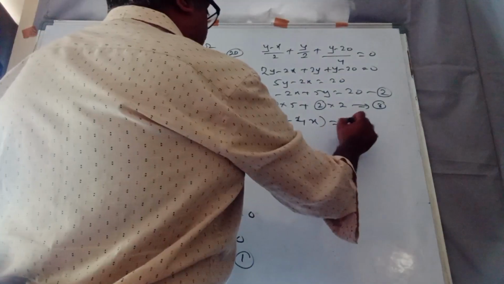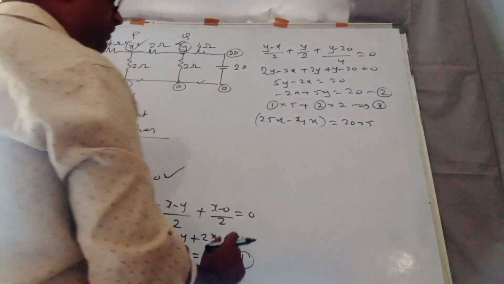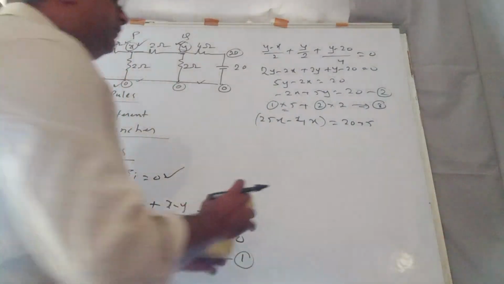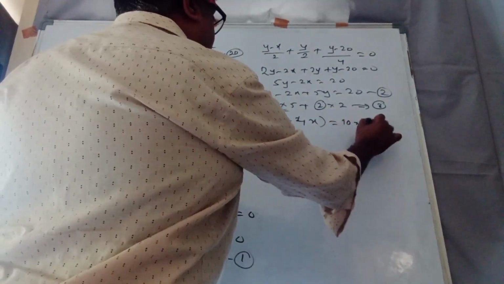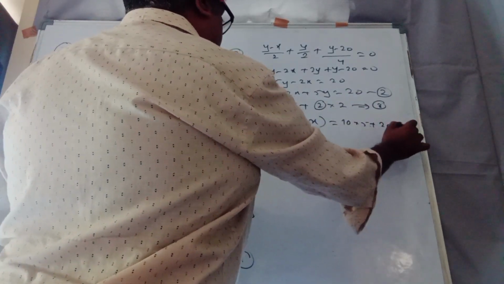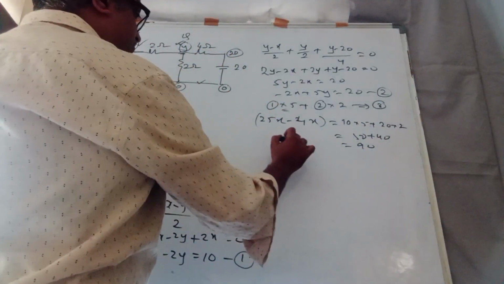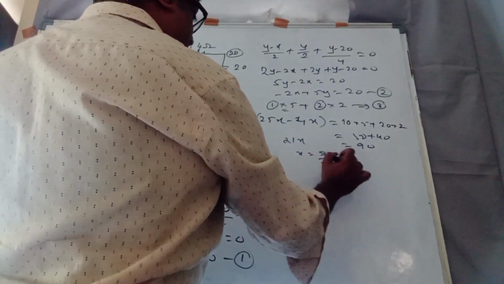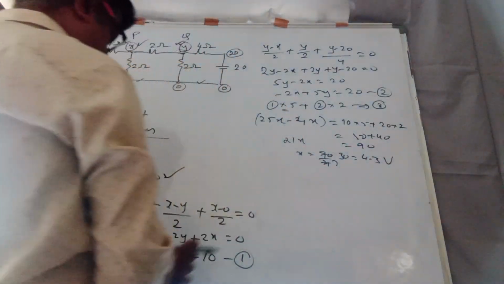The first equation we have to multiply with 5, sorry. So 10 into 5 will be 50, plus this 20 into 2. So this is 50 plus 40, 90. And this is 21x. So x is equal to 90 by 21, which is approximately 4.3 volts. So we got the x value.